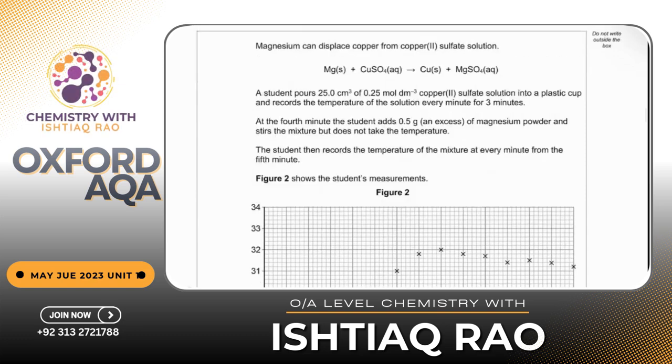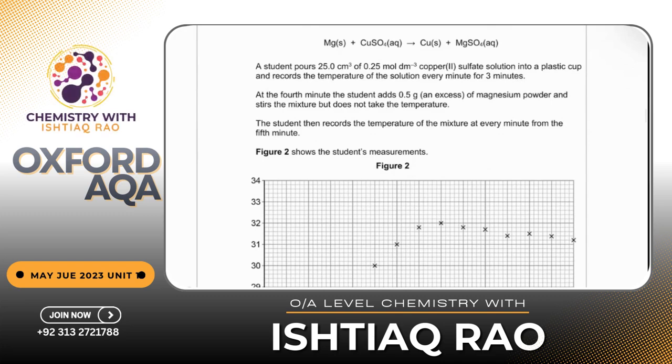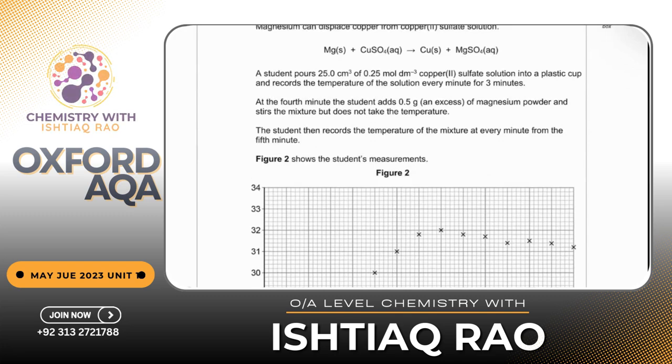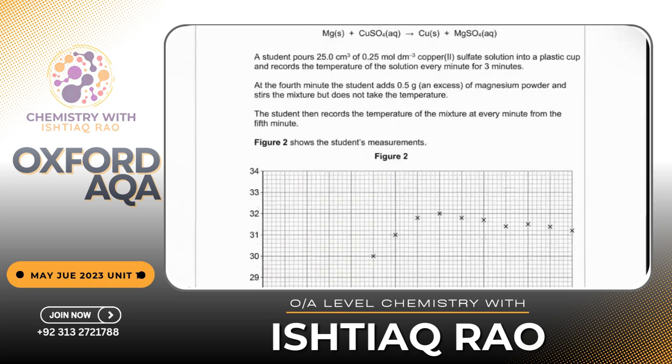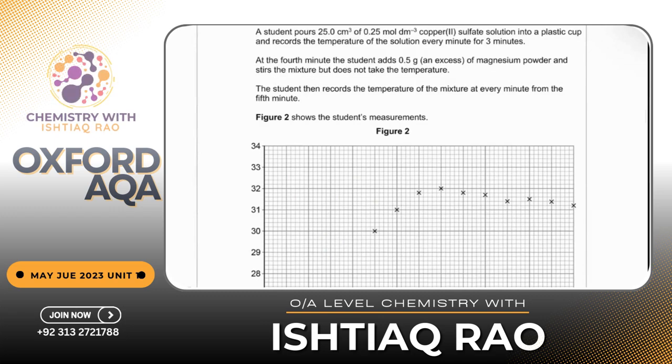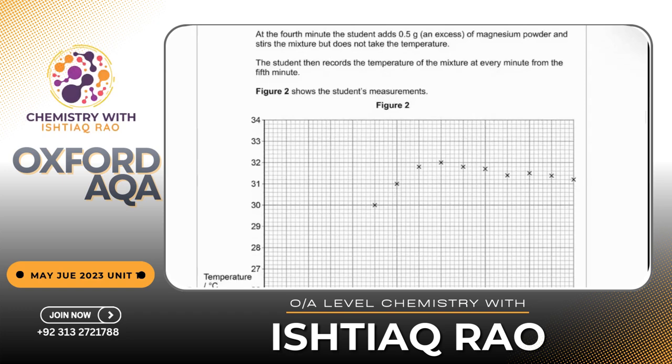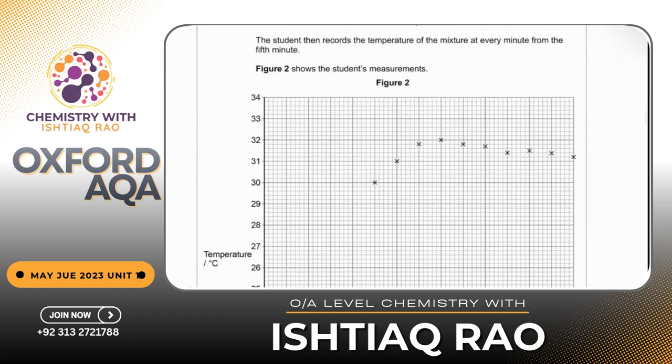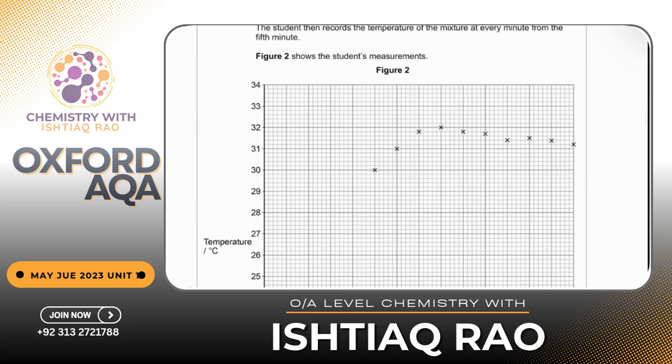Magnesium can displace copper from copper sulfate solution because magnesium is more reactive, of course. A student pours 25 cm³ of 0.25 mol/dm³ copper sulfate solution into a plastic cup and records the temperature of the solution every minute for 3 minutes. At the 4th minute, the student adds 0.5 g of an excess of magnesium powder and stirs the mixture but does not take the temperature. The student then records the temperature of the mixture every minute from the 5th minute.